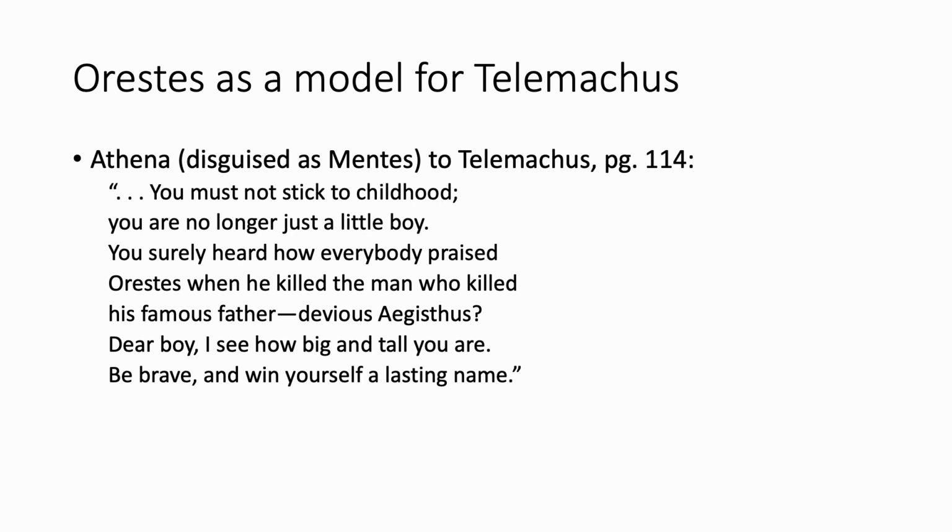Later, in Book 1, Athena, a goddess who, as you will see, is looking out for both Odysseus and his son Telemachus, holds Orestes up as a model for Telemachus to emulate. Athena, in disguise, says to Telemachus there on page 114, "You must not stick to childhood. You are no longer just a little boy. You surely heard how everybody praised Orestes when he killed the man who killed his famous father, devious Aegisthus. Dear boy, I see how big and tall you are. Be brave and win yourself a lasting name." In other words, be like Orestes.